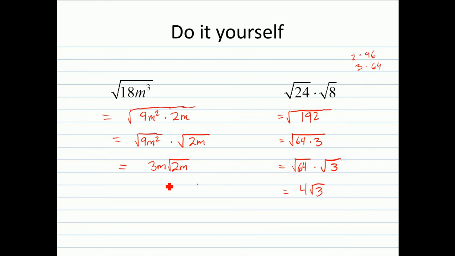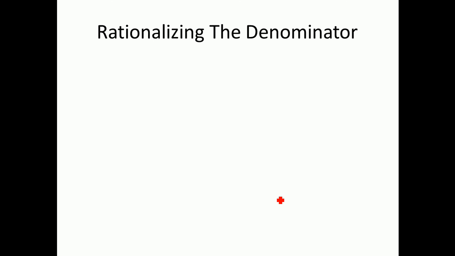With the square root of 24 times the square root of 8, if I combine those, I get the square root of 192. And then I can break it up again after that to get the square root of 64 times 3. There's my perfect square. After I get that perfect square out, I separate it into radicals. Square root of 64 is 4, and the square root of 3 just stays that, so I end up with 4 times the square root of 3. So let's move on from there.